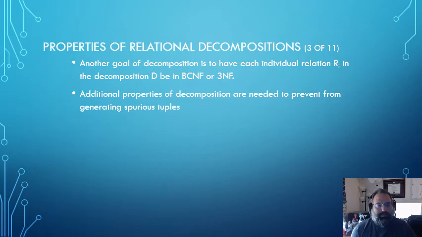Properties of relational decomposition, third of 11. Another goal of decomposition is to have each individual relation Ri in the decomposition D be in BCNF or third normal form. Additional properties of decomposition are needed to prevent generating spurious tuples.